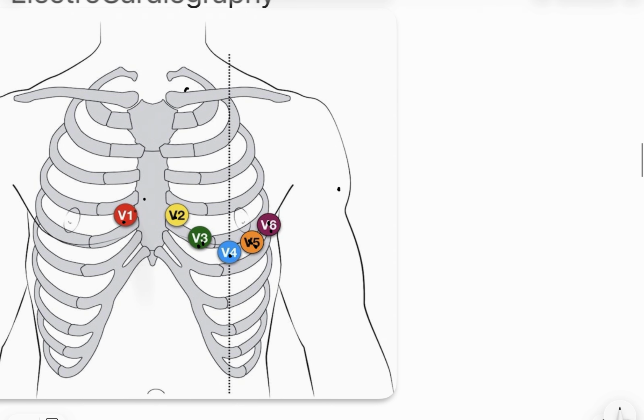V1 and V2 are septal electrodes. V3, V4 are anterior electrodes. V5, V6 are lateral electrodes.